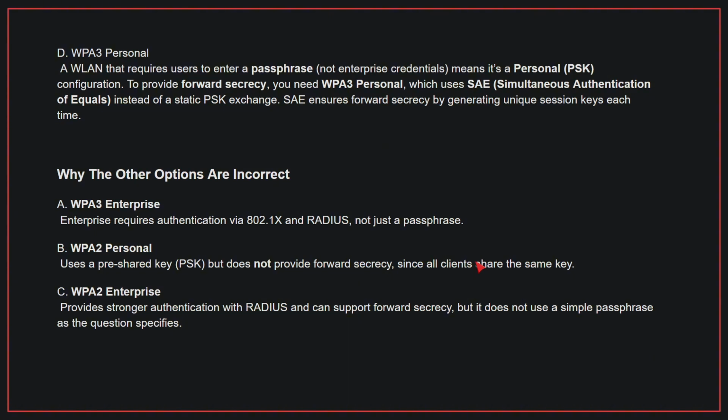Why the other options are incorrect? A. WPA3 Enterprise. Enterprise requires authentication via 802.1X and RADIUS, not just a passphrase. B. WPA2 Personal. This uses a PSK but does not provide forward secrecy since all clients share the same key. C. WPA2 Enterprise. This provides stronger authentication with RADIUS and can support forward secrecy, but it does not use a simple passphrase as the question specifies. Therefore, the correct answer is D.